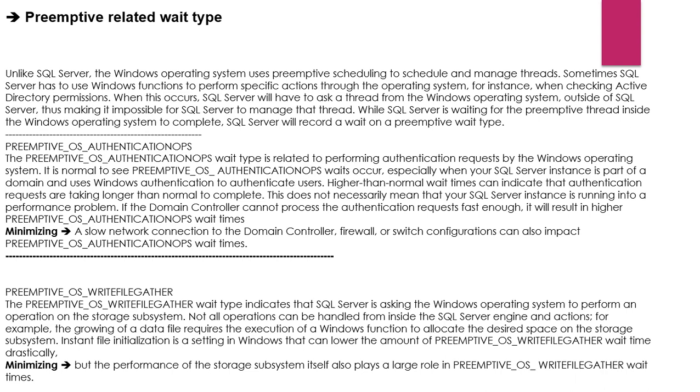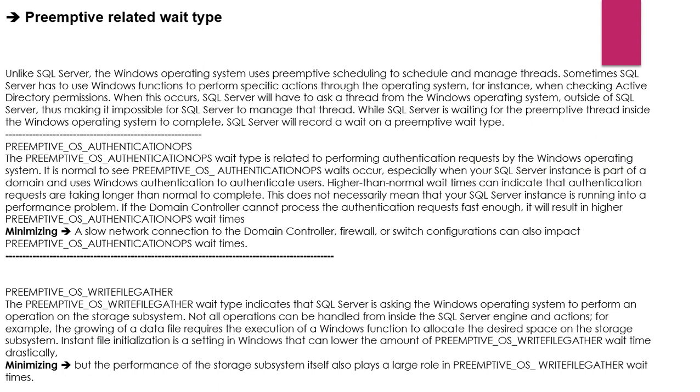Similarly, we have the preemptive related wait types. Basically, this wait type will come up when there is any authentication related wait, for performing an authentication request by the Windows operating system. It's normal to see the PREEMPTIVE_OS_AUTHENTICATIONOPS wait occur, especially when your SQL Server instance is part of a domain and uses Windows authentication to authenticate users.